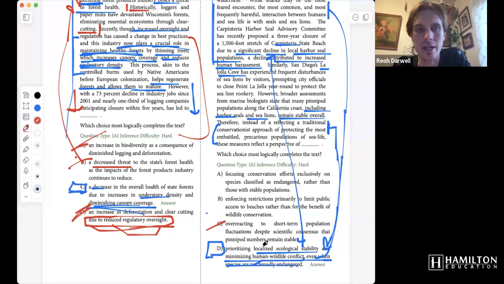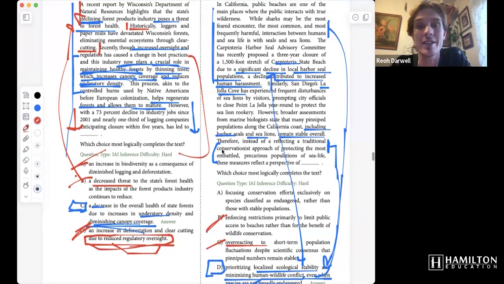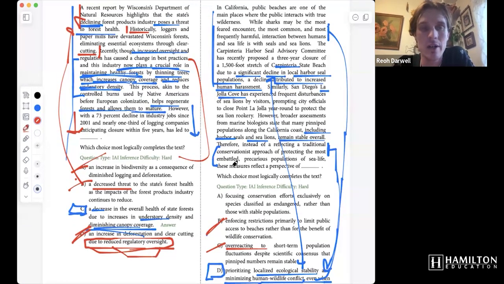C is kind of like a too extreme distractor. How do we know that they're overreacting? No idea, right? Nothing about this paragraph says that they're overreacting. You might think they're overreacting, but that's your own personal opinion. You never want to bring that to the SAT or many other places. All right. Enforcing restrictions to limit public access to beaches rather than for the benefit of wildlife conservation, right? That's kind of a conspiracy theory that isn't supported within this text whatsoever. That might be coming from your own beliefs or something like that. But remember, baggage distractors we don't want to make here.